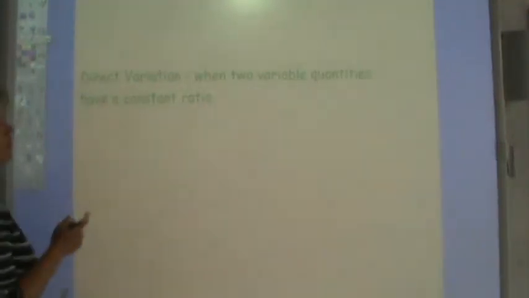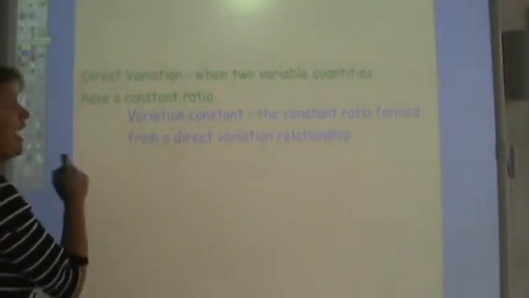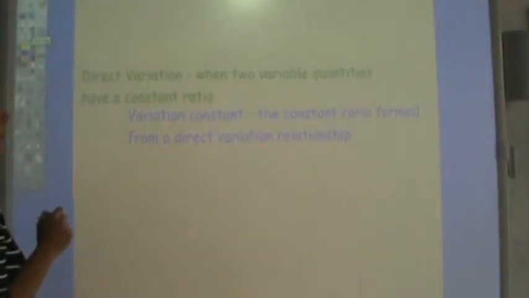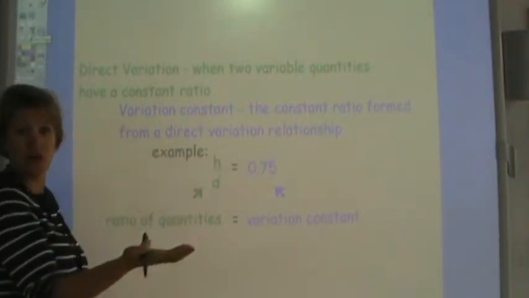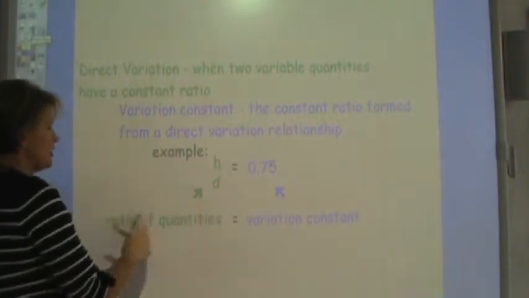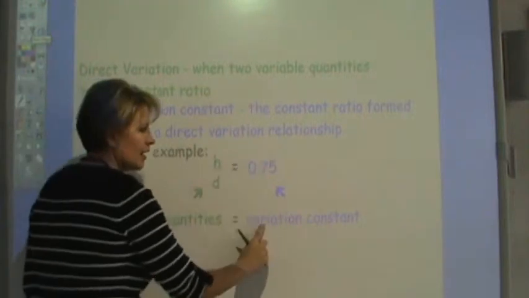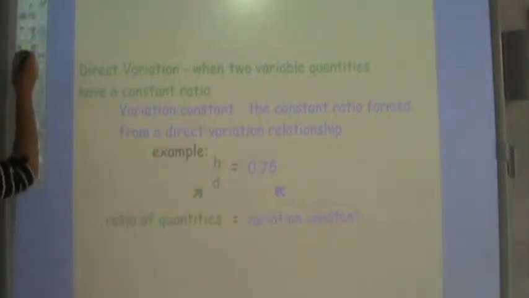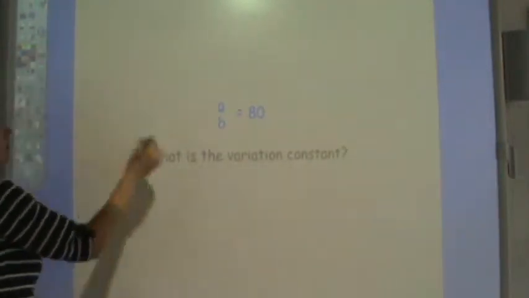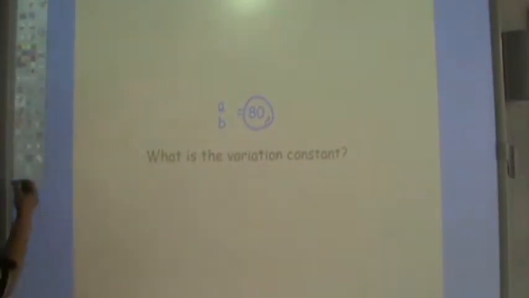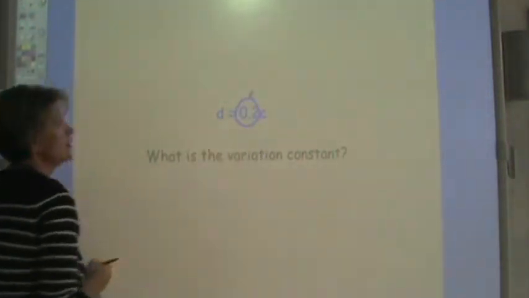Direct variation is when two variable quantities have a constant ratio. The variation constant is the constant ratio formed from a direct variation relationship, which looks like this. For our h over d situation, the h over d is your ratio of quantities, and when I divide those two and get a number, that's my variation constant. So the variation constant in this one, of course, would be 80. We're just looking for the number. The variation constant in this one would be 0.2.